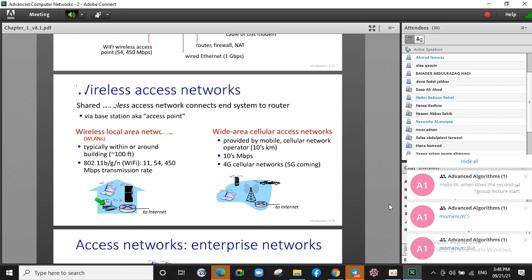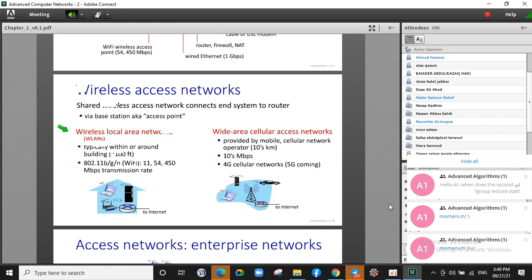In wireless LANs or Wi-Fi, this base station is called an access point. In cellular networks, we call it a BTS. In different platforms, this name may change to another one. For example, in WiMAX, we call it a base station. So when we talk about a base station, we mean an antenna. We connect to it to connect to the internet.